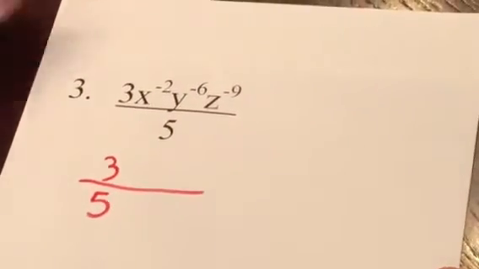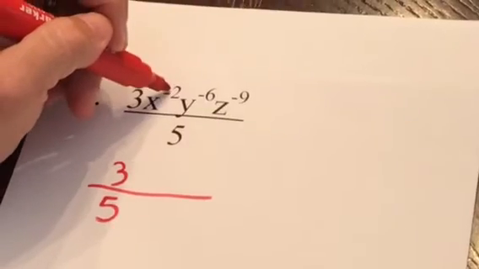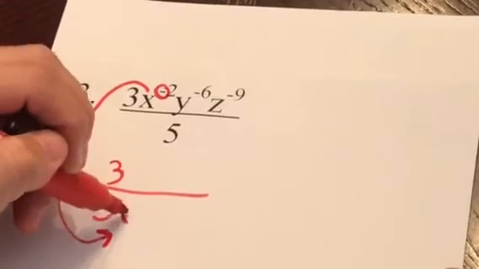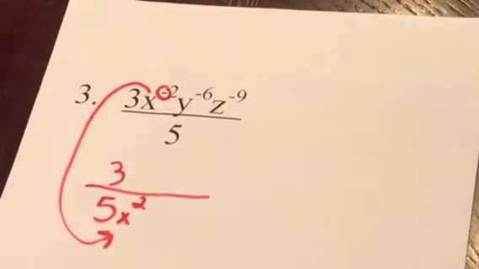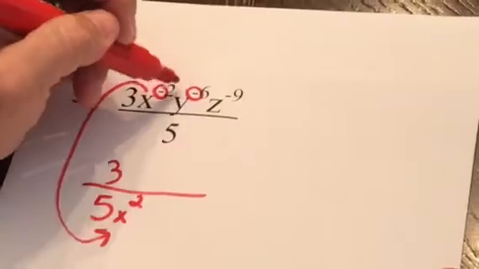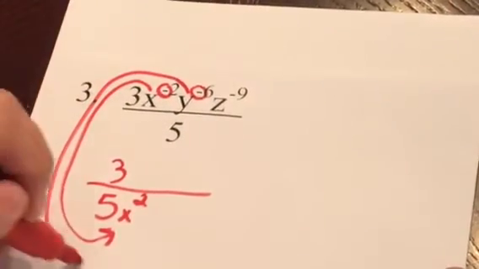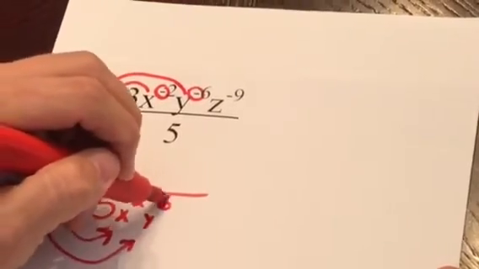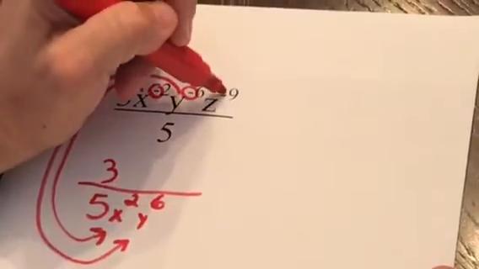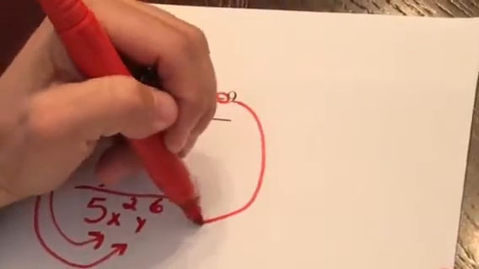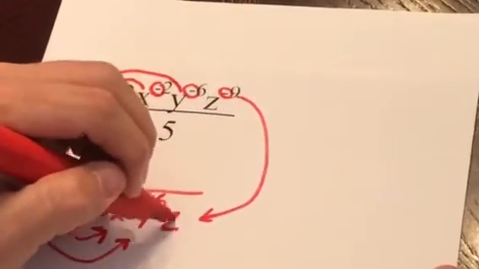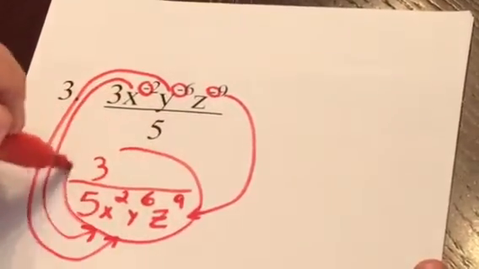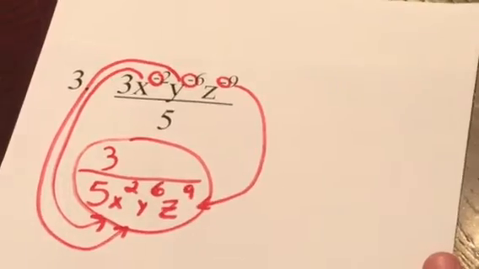So 3 over 5. X to the negative second power, the negative exponent will move the x to the bottom and turn positive. Y to the negative 6, the negative exponent will move the y to the bottom and turn positive. Z to the negative 9, the negative exponent will move the z to the bottom and turn positive. And we have our final answer for number 3.